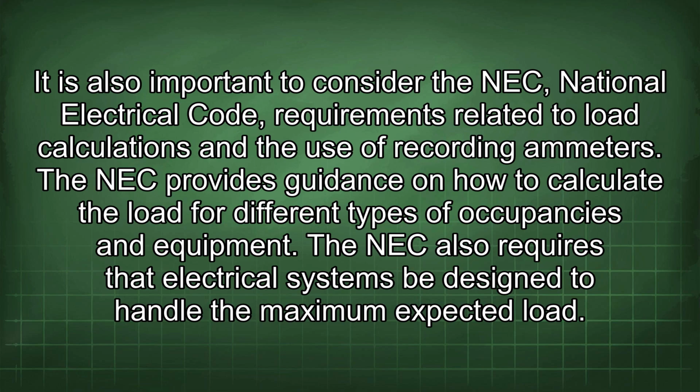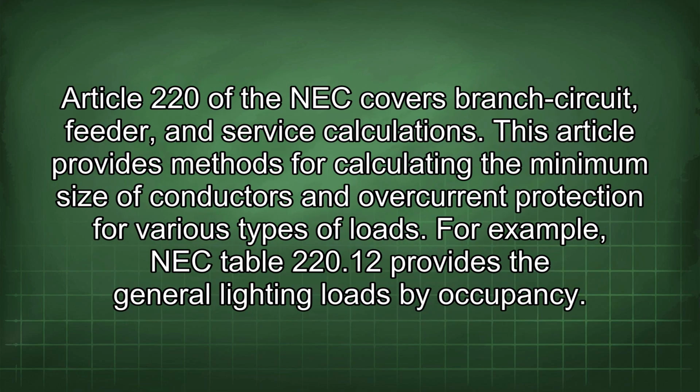It is also important to consider the NEC, National Electrical Code, requirements related to load calculations and the use of recording ammeters. The NEC provides guidance on how to calculate the load for different types of occupancies and equipment. The NEC also requires that electrical systems be designed to handle the maximum expected load. Article 220 of the NEC covers branch circuit, feeder, and service calculations. This article provides methods for calculating the minimum size of conductors and overcurrent protection for various types of loads. For example, NEC Table 220.12 provides the general lighting loads by occupancy.